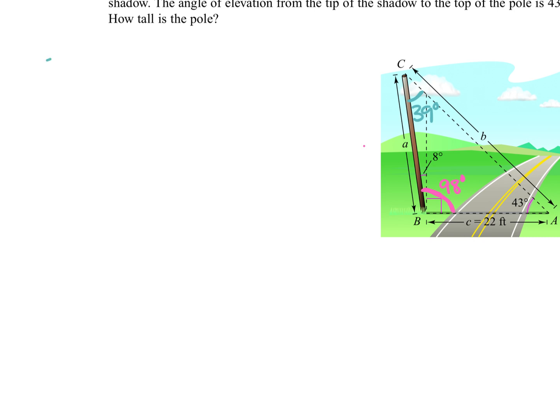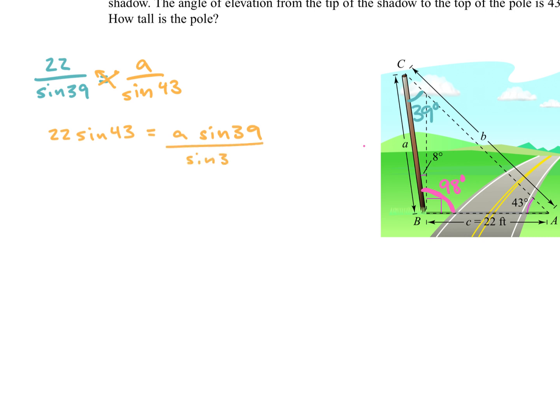So we have 22 over sine of the angle, sine of 39, is equal to, now it doesn't matter what we find next. We're still missing side A and side B, so just find either one next. I'll start with A. So this will be equal to A over sine of angle A, which is 43. Cross multiply. So 22 times sine of 43 is equal to A times sine of 39. Divide both sides by sine of 39.